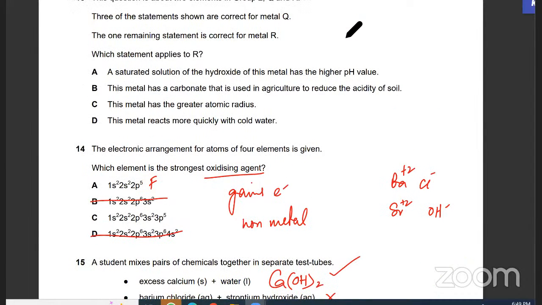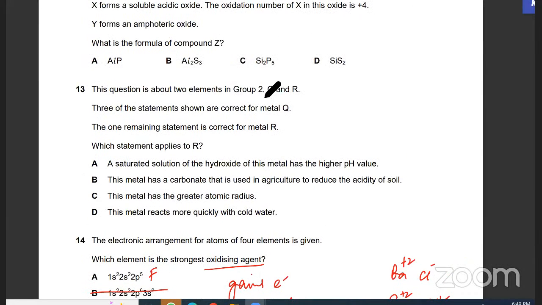As the next one, the question is about two elements, group 2, Q and R. The three statements shown are correct for metal Q. The one remaining statement is correct for metal R. Which statement applies to R? So 3 are for Q, 1 is for R. And they didn't even tell us the position of Q and R. So a saturated solution of the hydroxide of this metal has the higher pH value. So is it the bottom one, like you've got Mg and Ca and Sr and Ba, right?